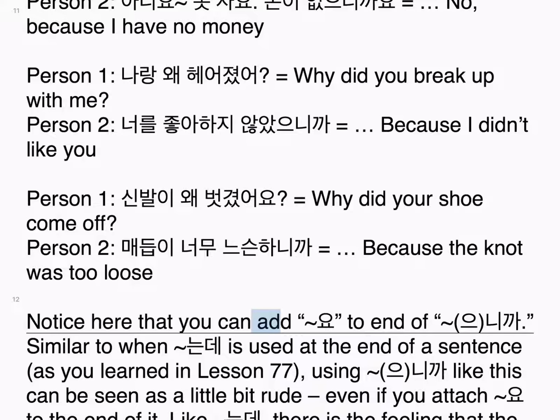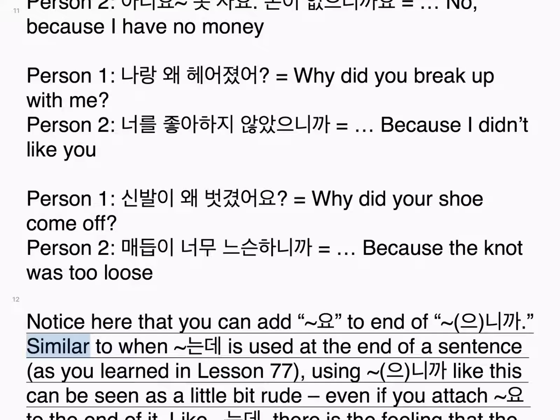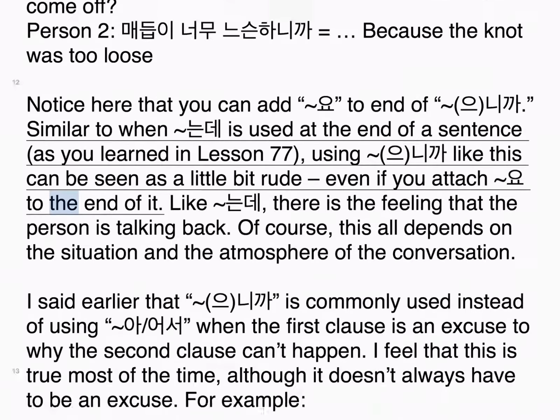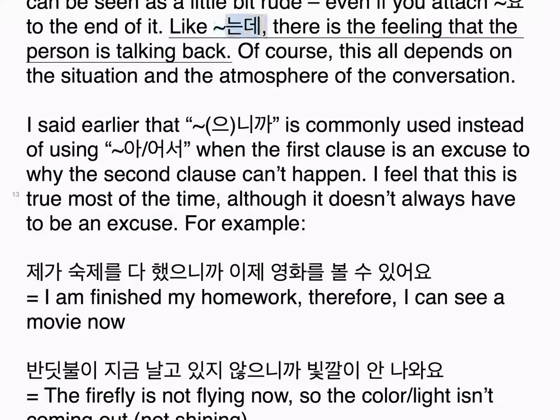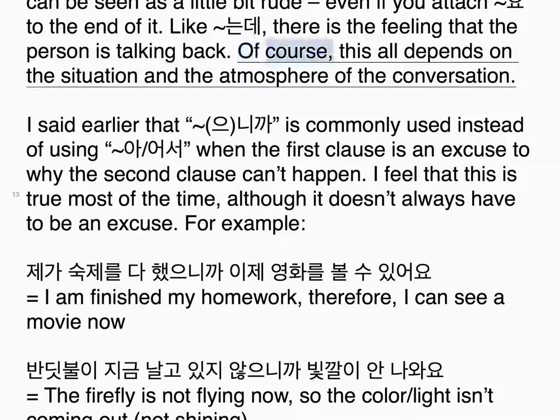Notice here that you can add 요 to the end of 으니까, similar to when 는데 is used at the end of a sentence, as you learned in lesson 77. Using 으니까 like this can be seen as a little bit rude, even if you attach 요 to the end of it, like 는데. There is the feeling that the person is talking back. Of course, this all depends on the situation and the atmosphere of the conversation.